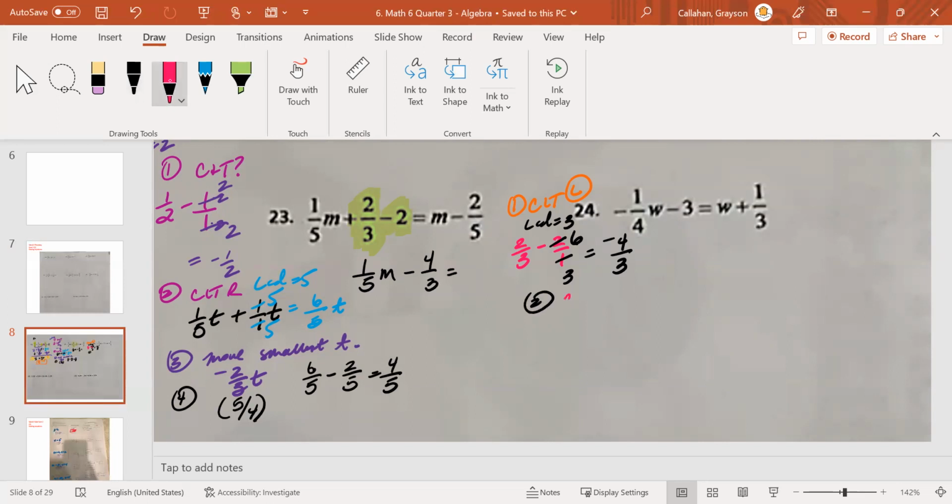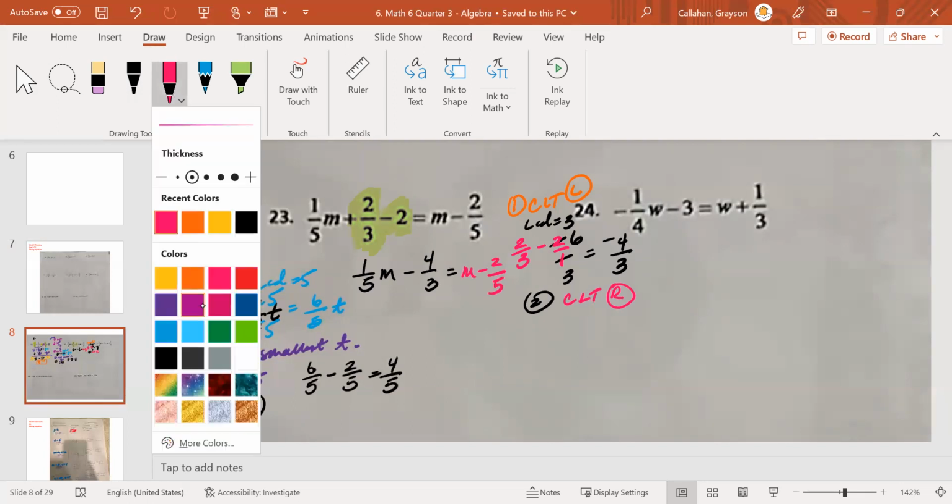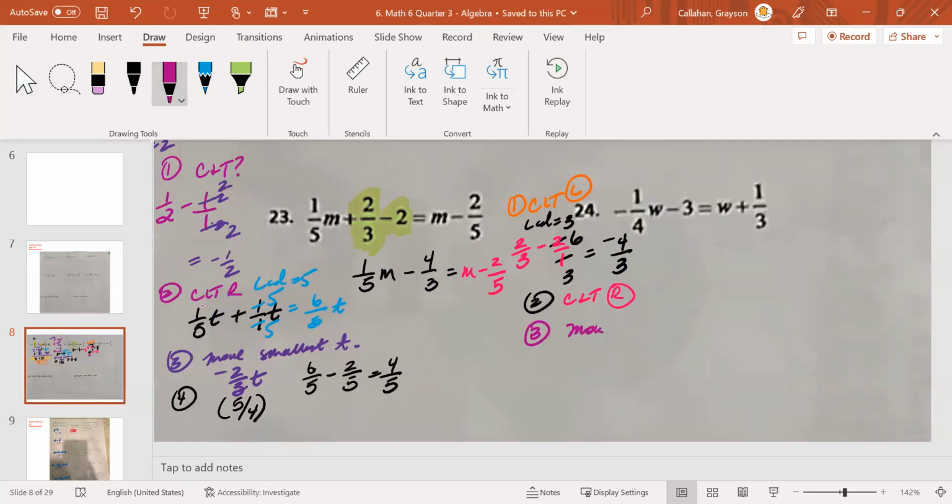Step 2, can you combine like terms on the right side? On the right side, there's only an m and then a number. So there's nothing for you to combine. So it's just m minus 2/5. Now, notice how you have m on both sides. So you have to move the smallest m. And the smallest m in this case, you have a 1m and a 1/5m. 1/5m is smaller. So you need to subtract 1/5m on both sides.